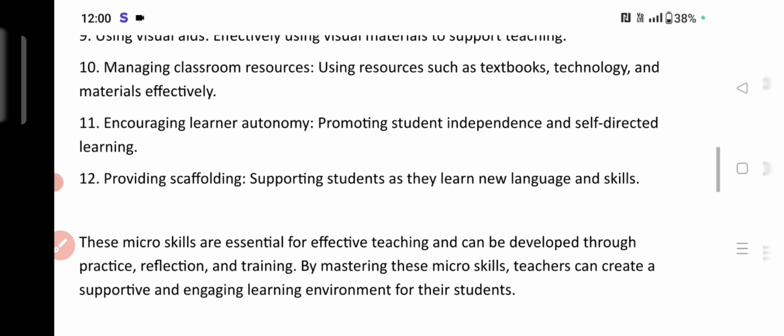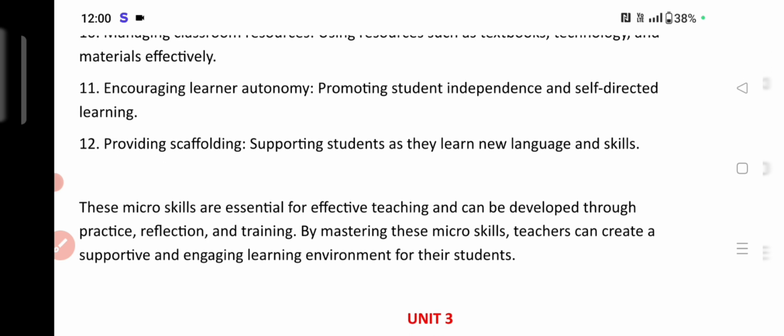So these micro skills are essential for effective teaching, and can be developed through practice, reflection and training. By mastering these micro skills, teachers can create a supportive and engaging learning environment for students.